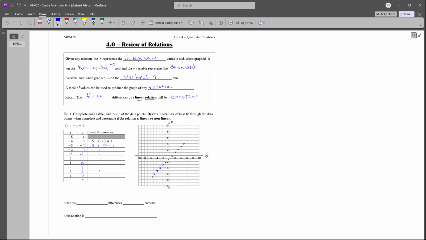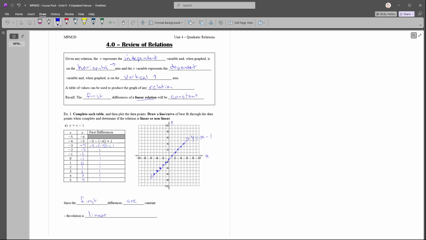Now we have to try and graph this in a straight line the best we can. Again, I don't have a ruler on here, so I'm just going to do the best I can. Whenever we are graphing, we want to fully label our graph. That means put your x and y axis on here and label the actual line or curve, whatever it is at this point. In this case, y is equal to x minus 1. Since the first differences are constant, we can say that the relation is linear.